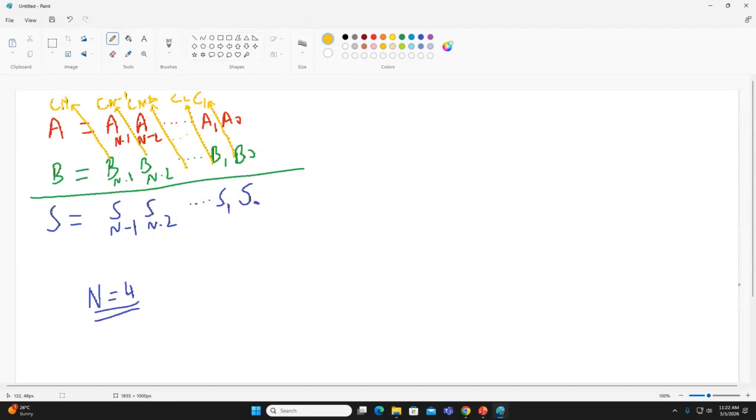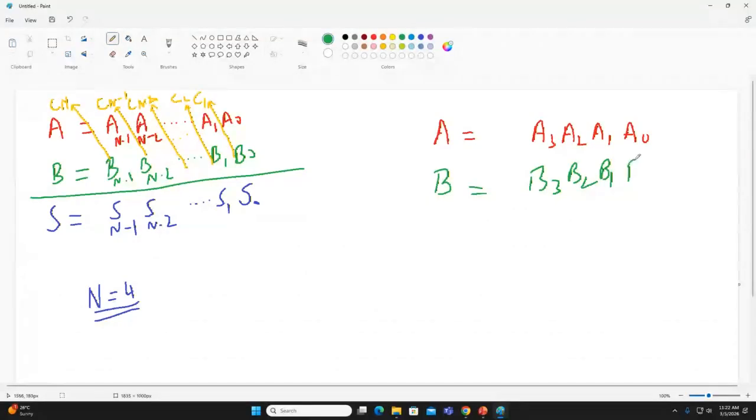Okay, now we take an example. Let's assume n is equal to 4. Since n is equal to 4, we are adding two numbers. What is my A here? It is A3, A2, A1, and A0. And what is my B? B3, B2, B1, and B0.